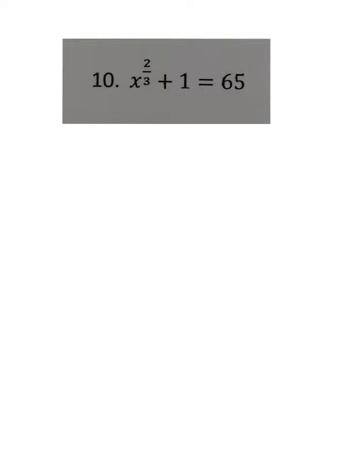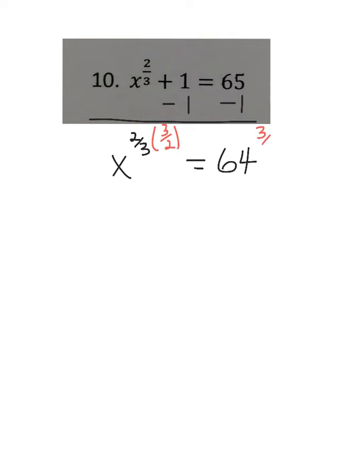Okay, so let's look at number 10 because it's similar. Now number 10, the difference is, though, if you look at this, okay, x is to the 2/3. We can get rid of this plus 1 because there's no parentheses here like there was on the last question. Okay, so I'm just going to go straight to it where I'm going to subtract 1 and subtract 1. So that's going to give me x to the 2/3 power equals 64. All right, now remember how we get rid of exponents. We just multiply by the reciprocal, but make sure it stays an exponent though, okay?